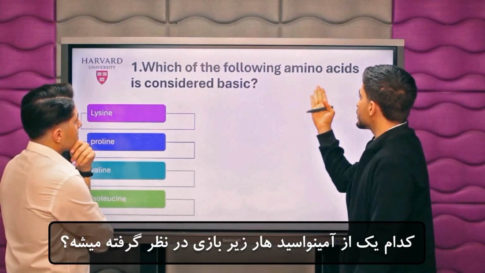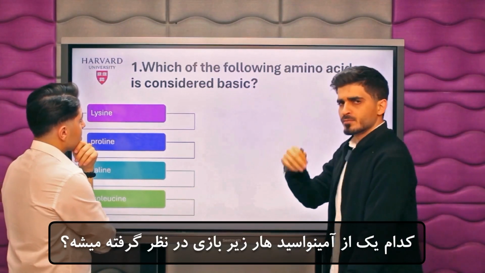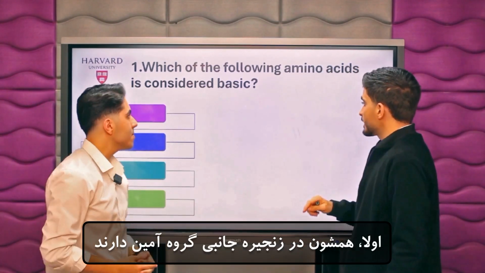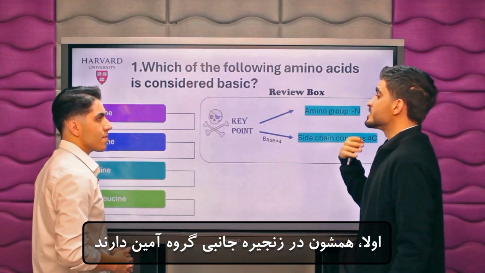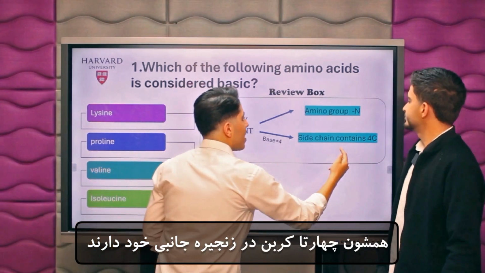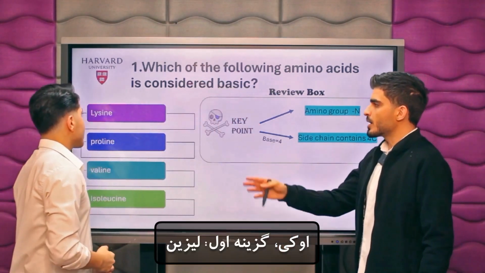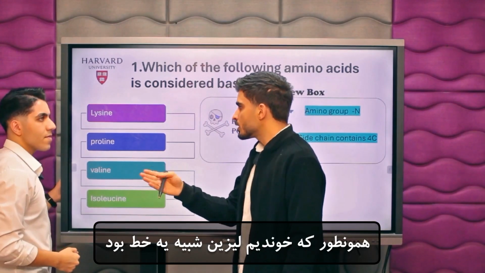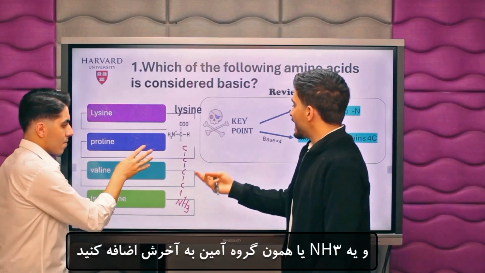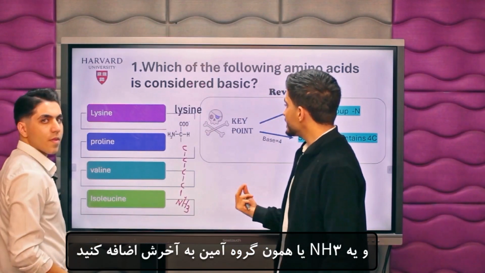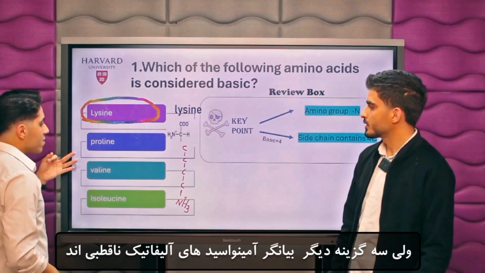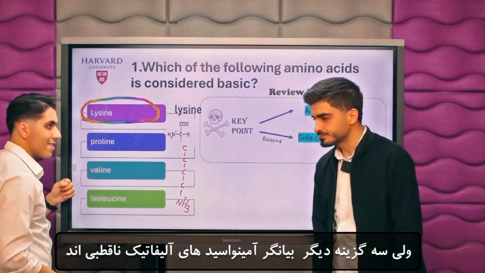Okay, first question. Which of the following amino acids is considered basic? We have two key points for basic amino acids. Firstly, they all contain amino group in their R chain. Secondly, because the word base has 4 letters, they all contain 4 carbons in their side chains. Okay, option A, lysine. As you know, lysine looks like a line. So draw 4 carbons in a line and add NH3 positive or an amino group to the end. So option A is the answer, but the 3 other options represent the aliphatic nonpolar amino acids.